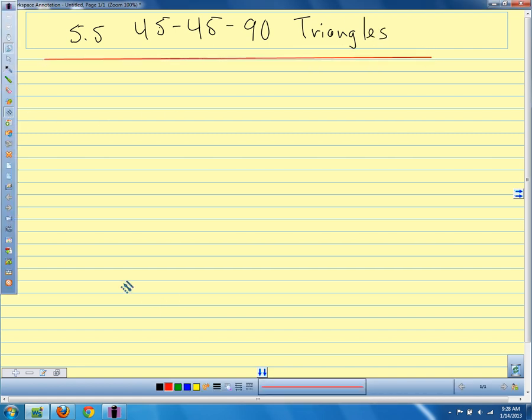And the reason we're separating these triangles out into different kinds is because they show up so frequently. 45, 45, 90 triangles show up so frequently that it's nice to have some special rules for how they work. And because of the way they work, they have some shortcuts so that we can avoid using the Pythagorean theorem every time. So our rules for special triangles are shortcuts to the Pythagorean theorem.